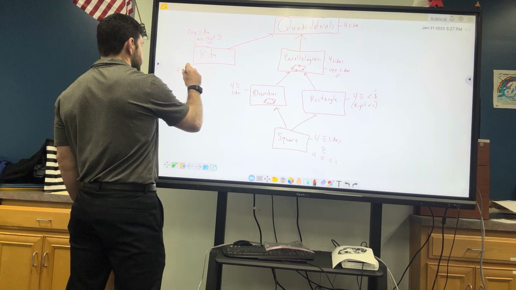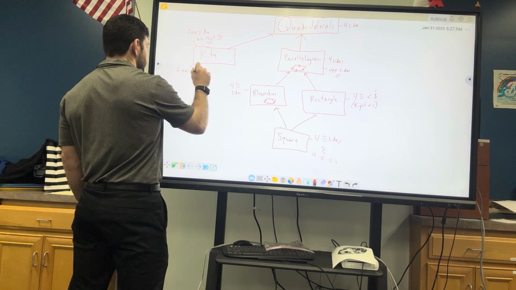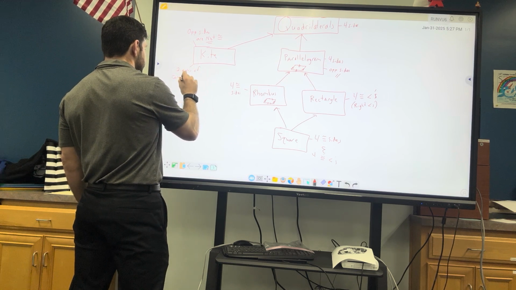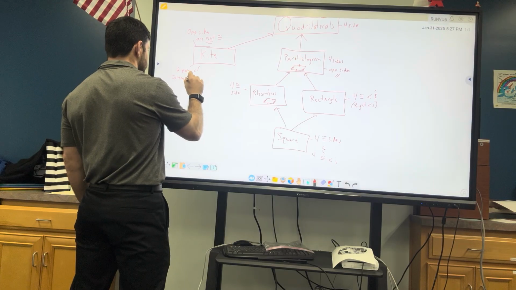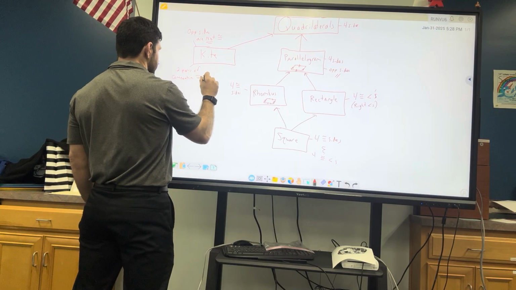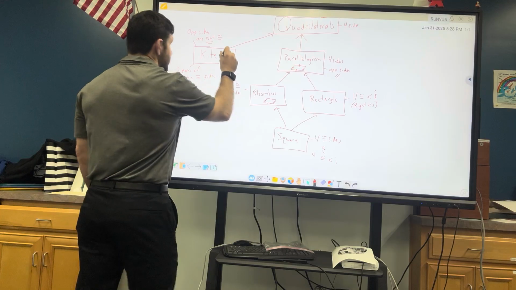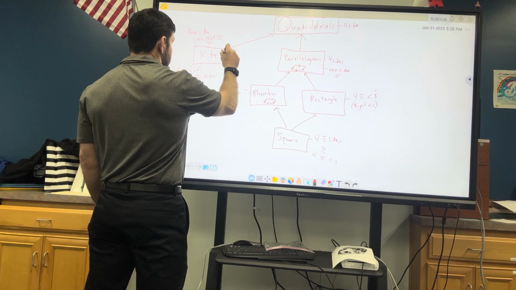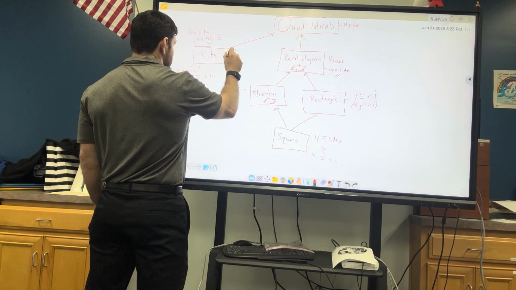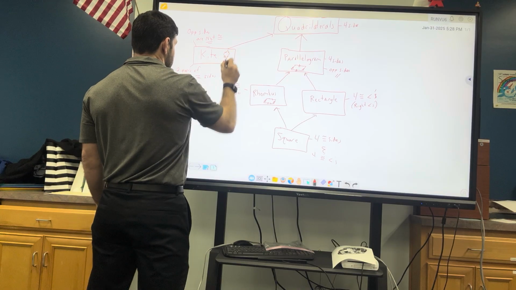Two pairs of consecutive congruent sides. So what's this going to look like? Those are congruent. Yes. These are congruent.